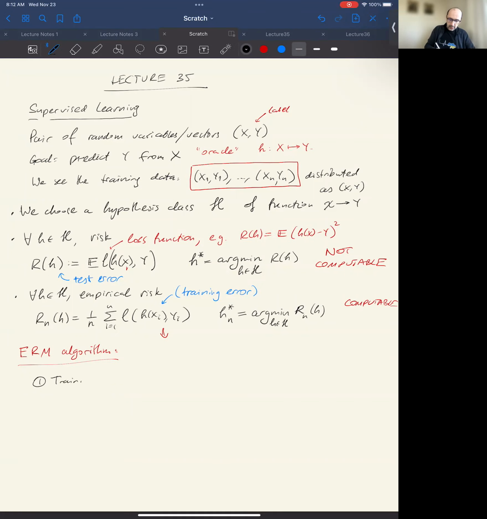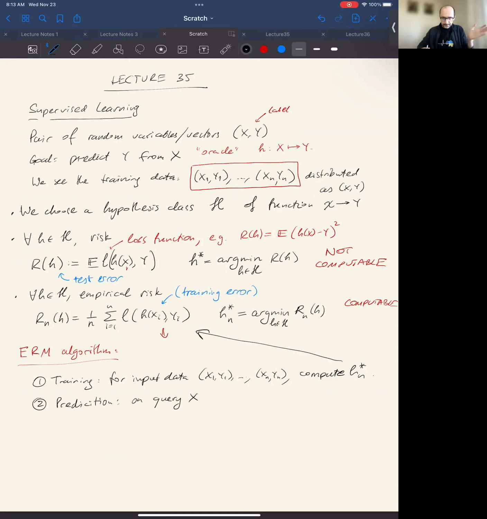We already described it, but let me just repeat it, that it takes two steps. One is a training stage, where we input the data, we compute the empirical risk, minimize it over the hypothesis class, and we compute H_n star. So this is our winner. This is the oracle that we output. And then if a new patient comes, we can make prediction on query X. So for example, a patient comes and says, I have these symptoms X. We just put this in our oracle and output what the oracle says about X, H_n star of X. That's the ERM algorithm.